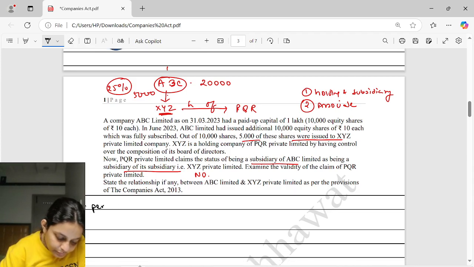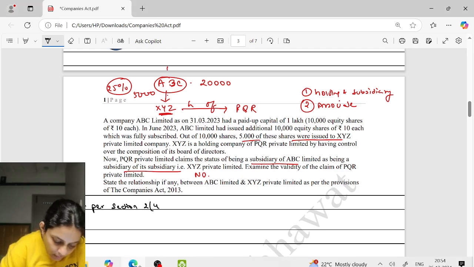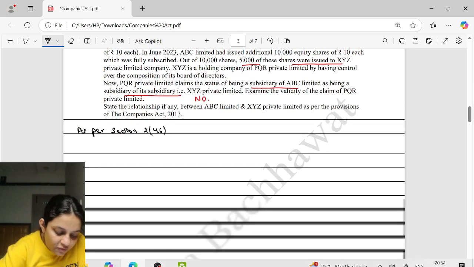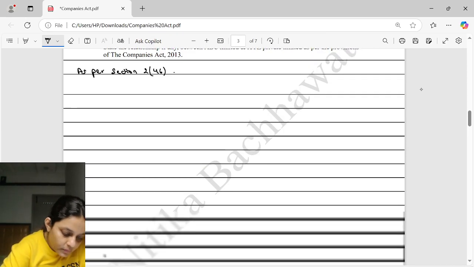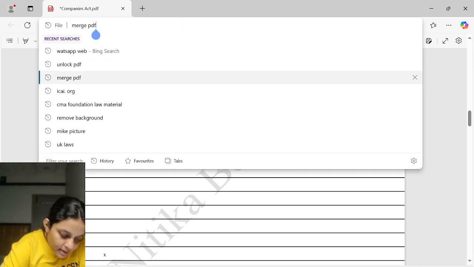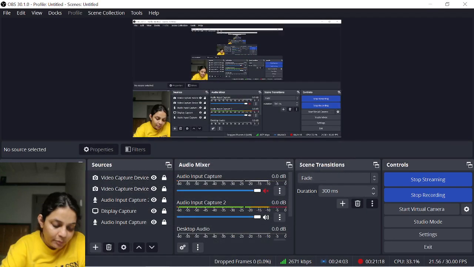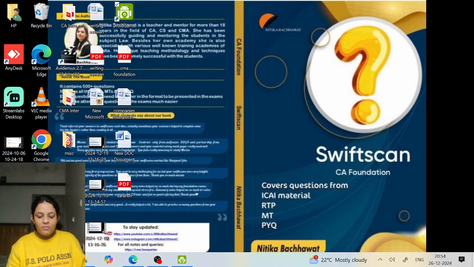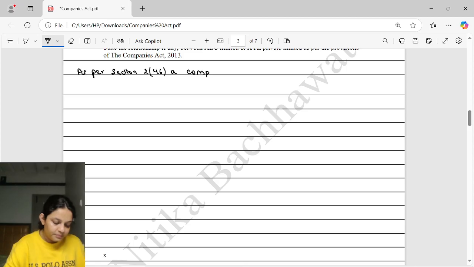As per section 2 clause 46, actually this issue happens. I'll tell you why it happens, because I'm streaming from this laptop only. Because I'm using the same laptop for writing and I'm streaming from the same laptop, that is why this issue happens. So please bear with that.